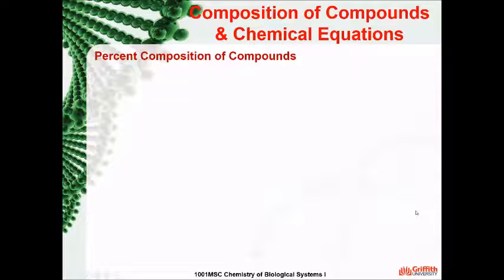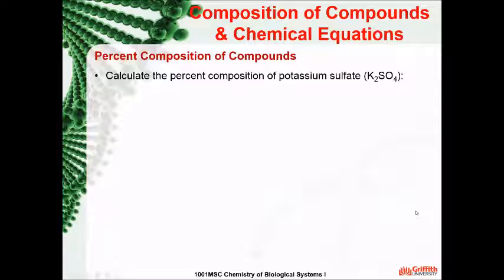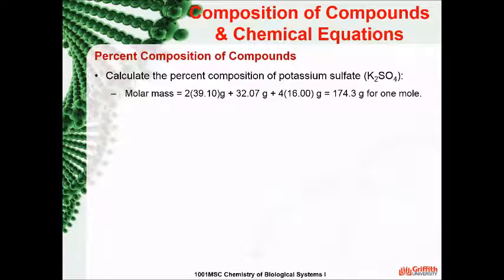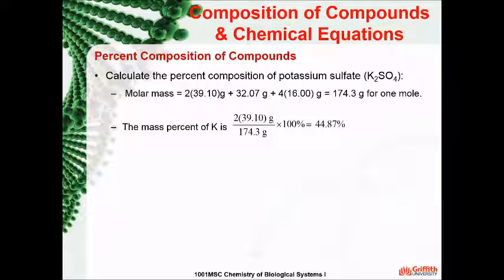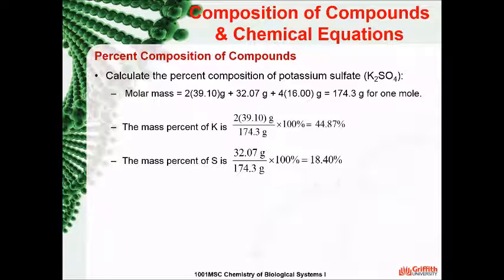What is the mass percent composition of K2SO4? The molar mass of the compound is 174.3 grams per mole. The mass percentage of potassium is 2 times 39.1 over 174.3 multiplied by 100%, which is equal to 44.87%. The mass percentage of sulfur is 32.07 over 174.3 multiplied by 100%, which is equal to 18.4%.